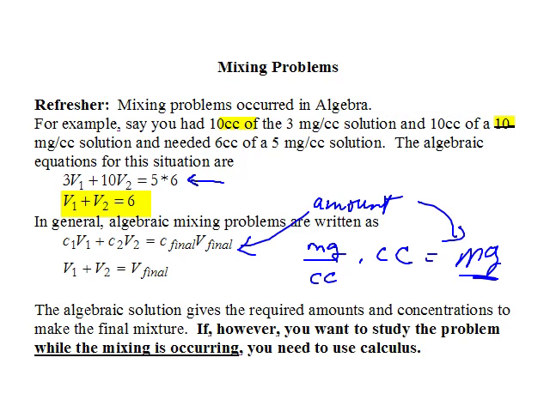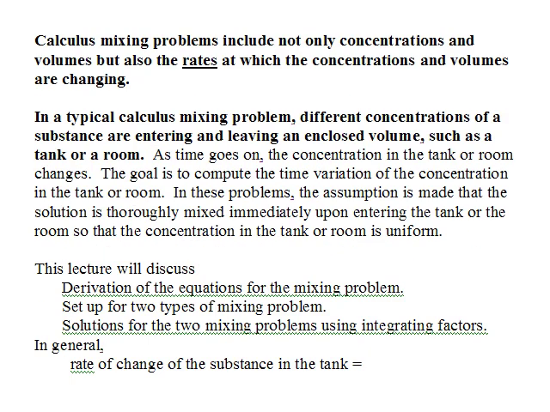Now in these algebraic solutions, the idea was to figure out how much you need of each, mix them together, and get your final concentration. That's the algebraic problem. If you want to study the problem while the mixing is occurring and watch what's happening as you mix these things without necessarily having a final goal, then you need to use calculus. So for the calculus problems, we're going to require the concentrations and the volumes, but we're also going to look at the rates at which the concentration and the volumes are changing during this mixing problem.